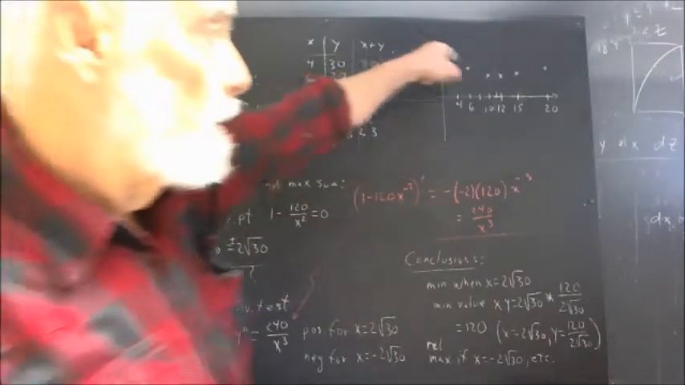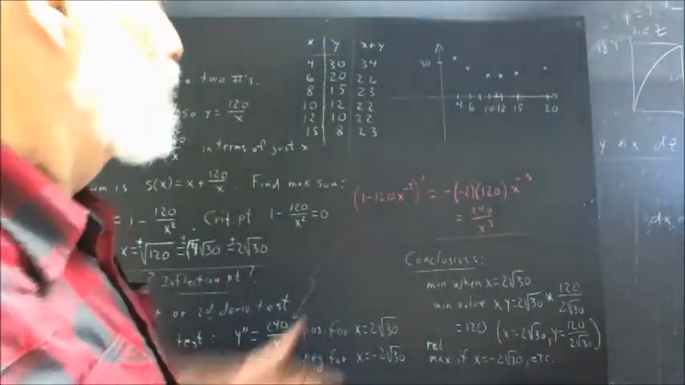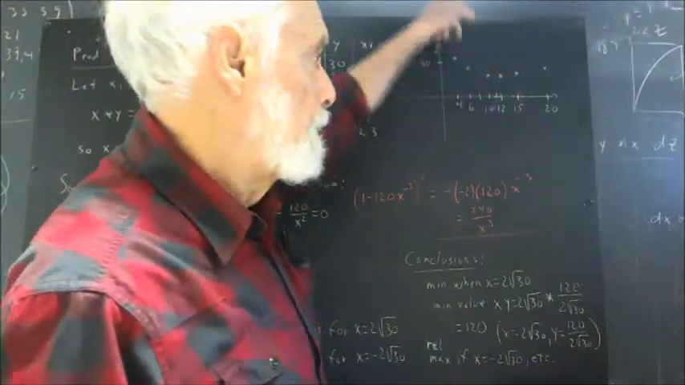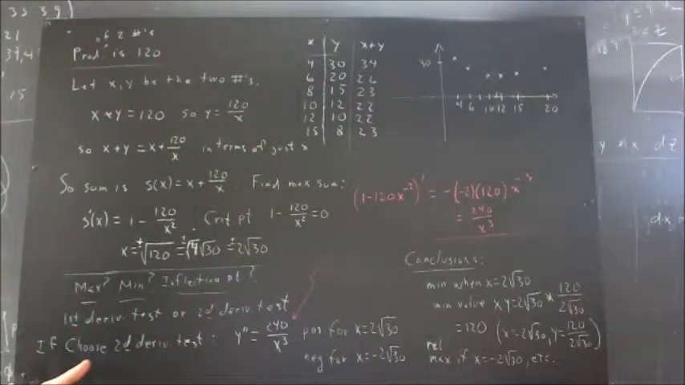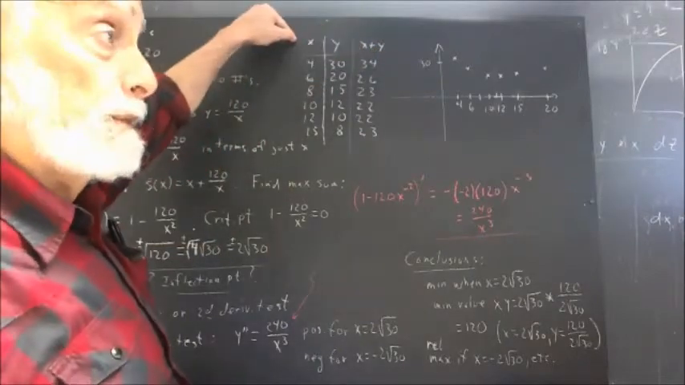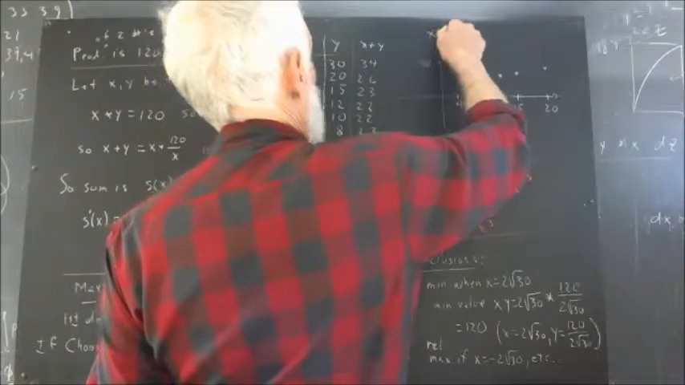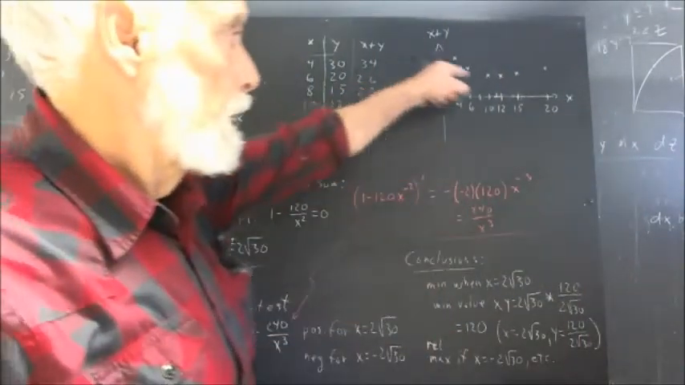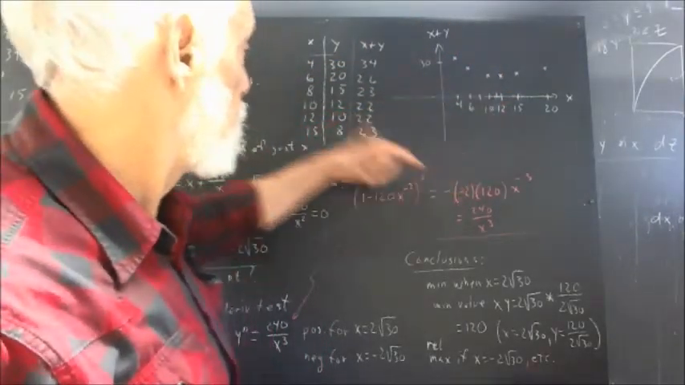If we were to graph the two numbers versus their sum, we would have something like this. We're graphing x plus y versus x. Make this specific: here's x plus y, and here's x. Our graph is going to look like this, and it appears to have a minimum somewhere around 10 or 12.